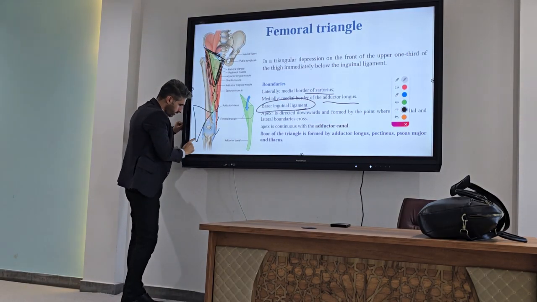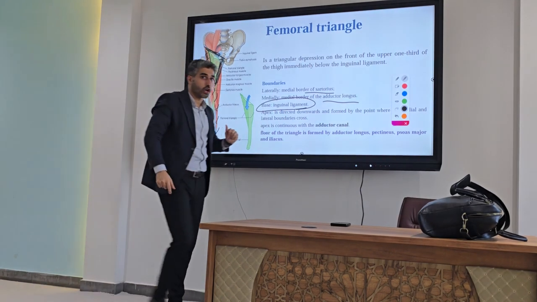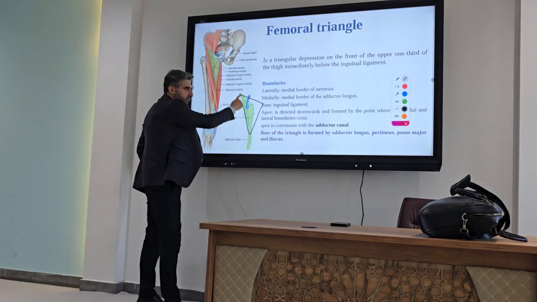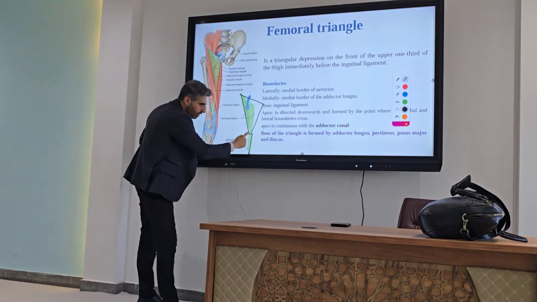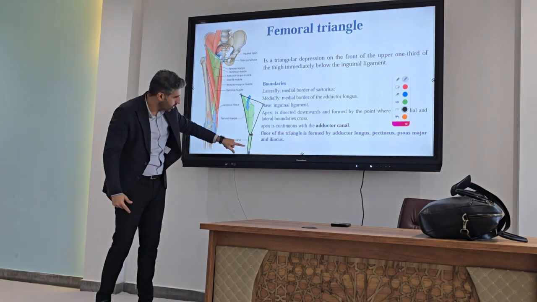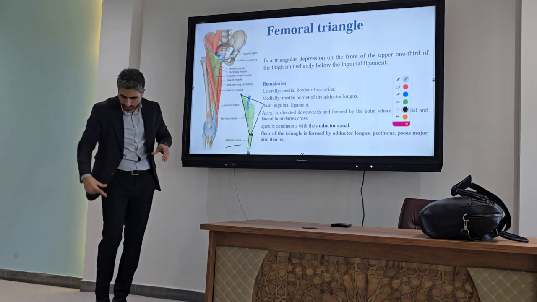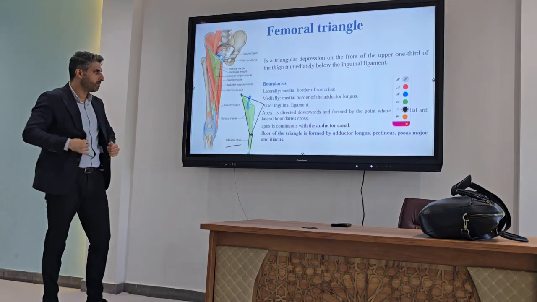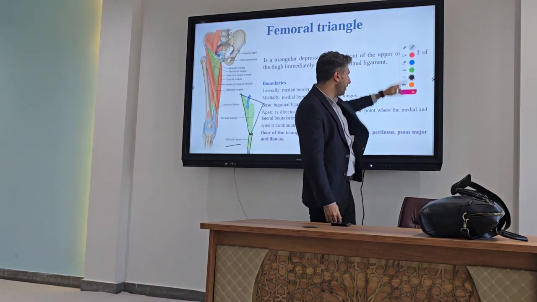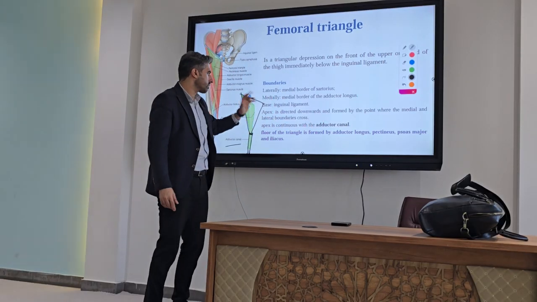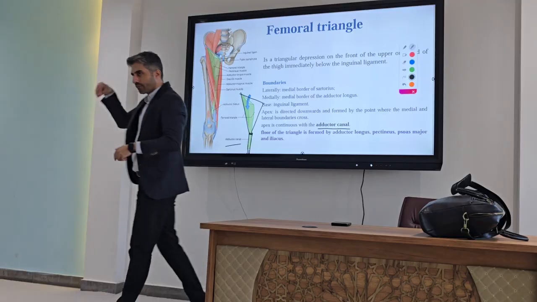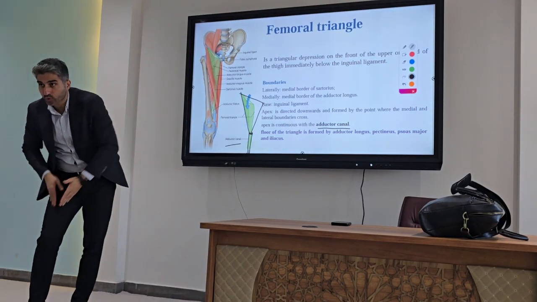The apex is here. The apex of the triangle opens to the canal, because in the upper one third we have the triangle, and in the middle one third we have the canal. So the apex of the triangle opens to the adductor canal. The apex points directly downward and forms the point where the medial and lateral boundaries cross together. After the apex, you go to the adductor canal.